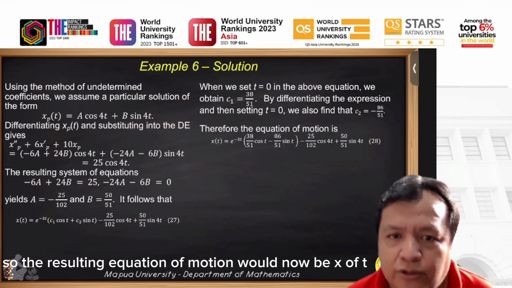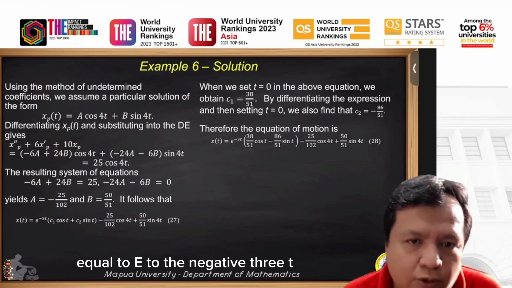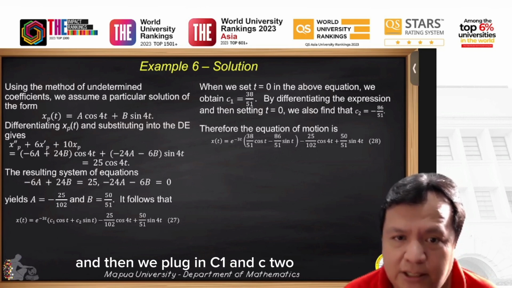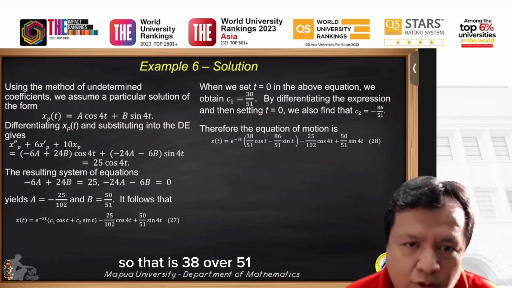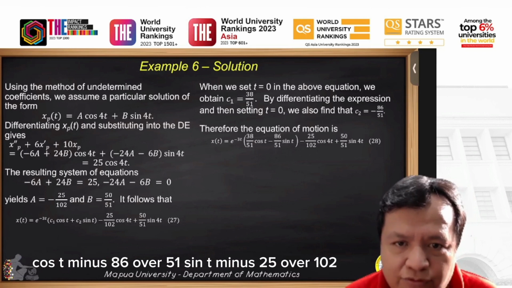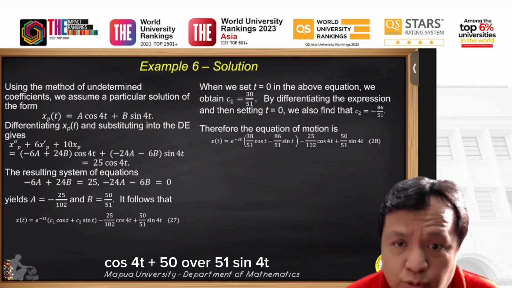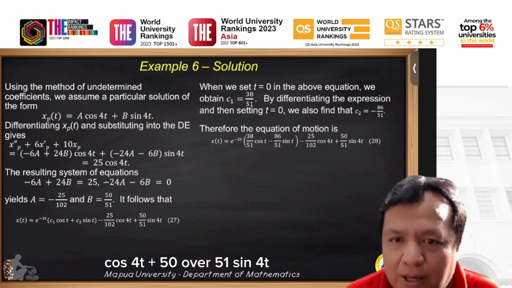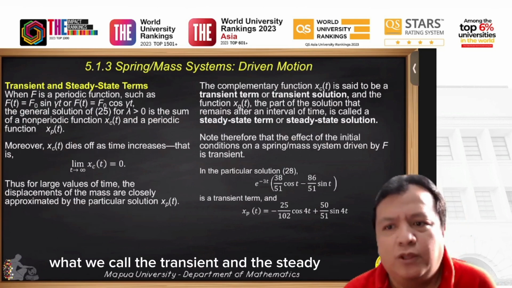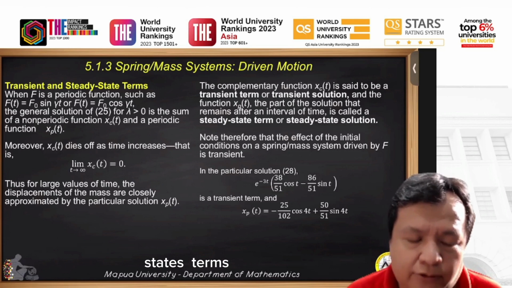So the resulting equation of motion would now be x of t equal to e to the negative 3t, and then we plug in C1 and C2, so that is 38 over 51 cosine t minus 86 over 51 sine t, minus 25 over 102 cosine 40 plus 50 over 51 sine 40. So we have what we call the transient and the steady state terms.